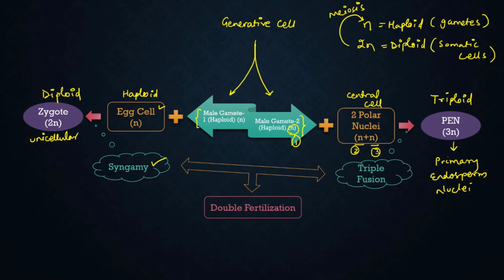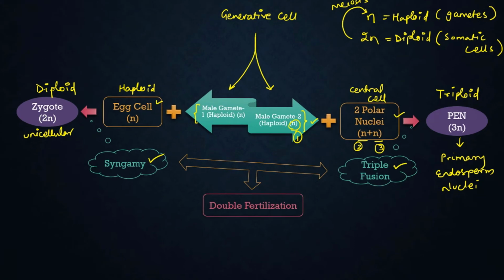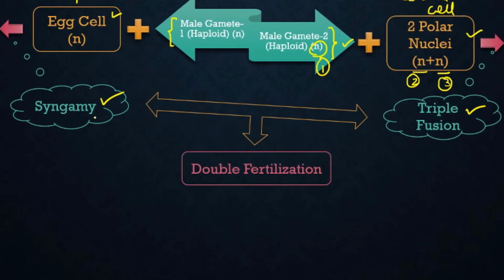Remember, this is also a fertilization event. Why? Because here also there is fusion of male and female gametes. Male gamete is of course the sperm cells, and the female gamete is represented by the central cell's two polar nuclei. As we are going to have the involvement of three different nuclei in this fertilization event, it is referred to as triple fusion. Now if you can look here, there is syngamy, it is a type of fertilization, and we are going to have triple fusion, which is also a type of fertilization.